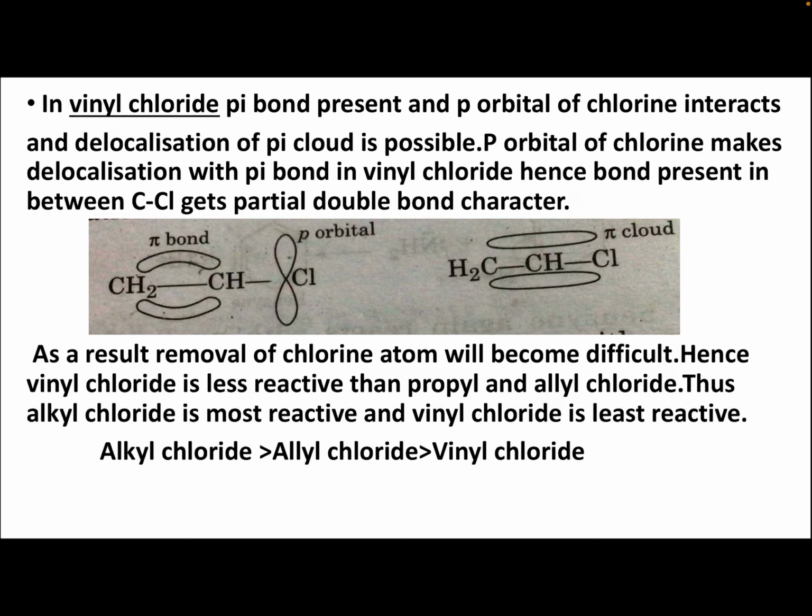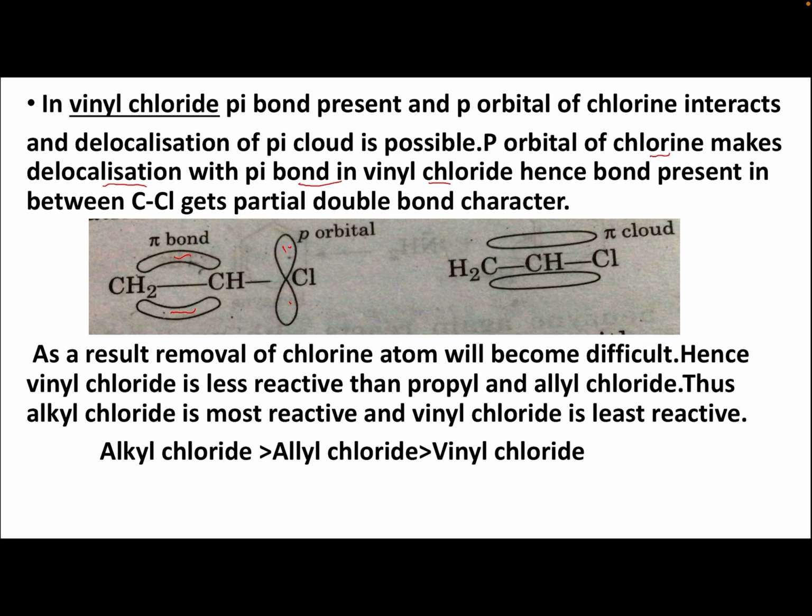Then in vinyl chloride, a pi bond is present and the p orbital of chlorine interacts with it, so delocalization of the pi cloud is possible. Here you are seeing vinyl chloride, CH2 double bond CH, single bond Cl. The pi cloud is there, and the chlorine p orbital is here. So what happens? The p orbital of chlorine makes delocalization with the pi bond in vinyl chloride.